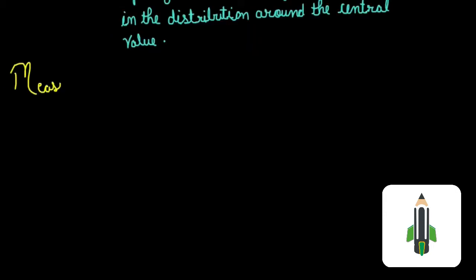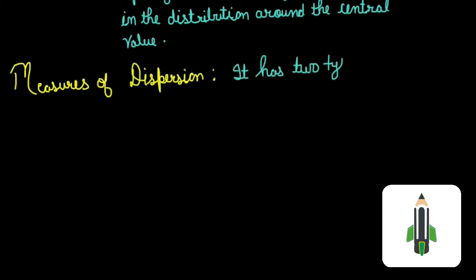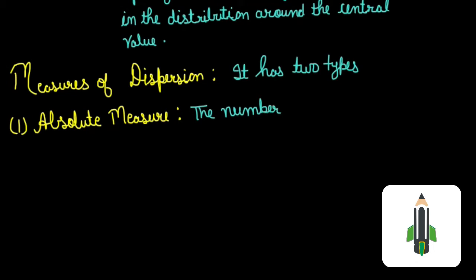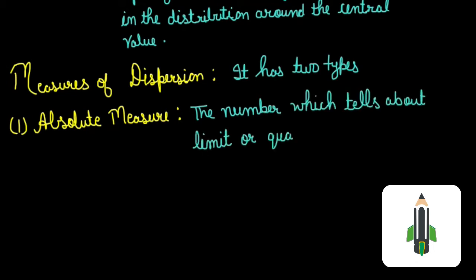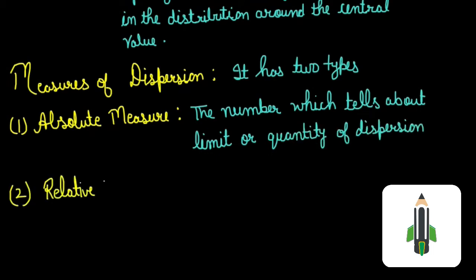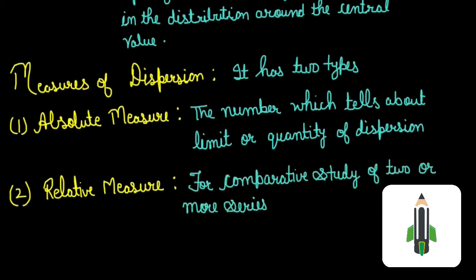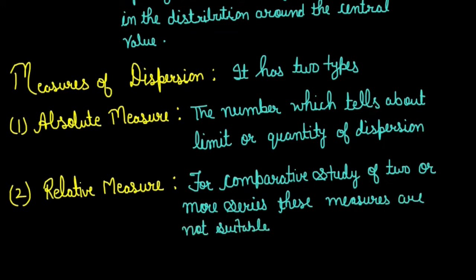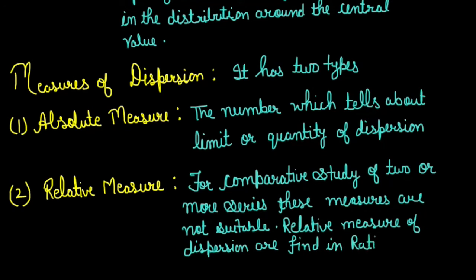Now, measure of dispersion. It has basically two types. First is absolute measure and second is relative measure. In absolute measure, the number which tells about limit or quantity of dispersion. And second one is relative measure. For comparative study of two or more series, these measures are not suitable. Relative measure of dispersion are found in ratio or percentage.